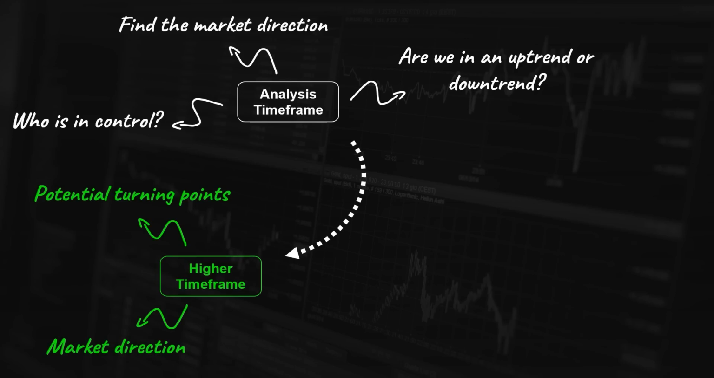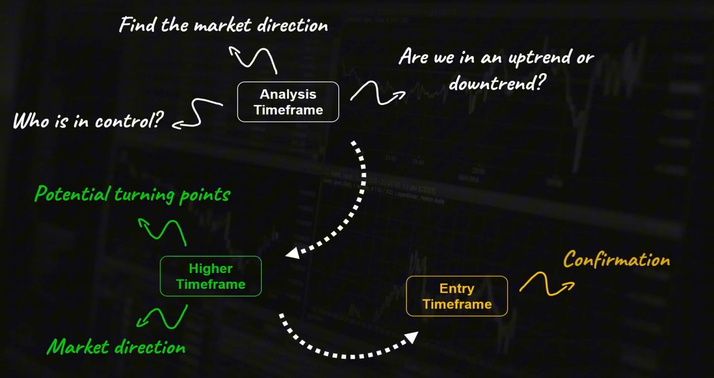Combining these two time frames provides a comprehensive view of the charts. In the final step, we zoom into the entry time frame to find confirmations and execute the trade. To summarize, first we identify the market direction in the analysis time frame. Next, we determine how much room we have before reaching potential turning points. Finally, we execute trades in the lower time frame.